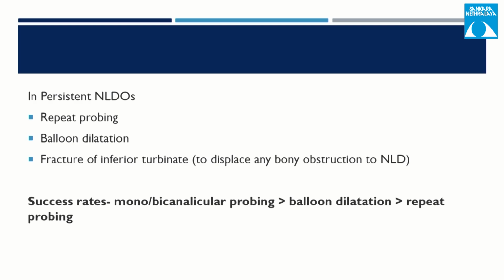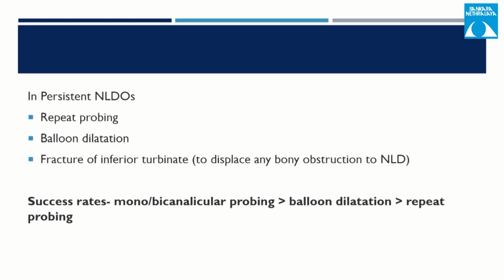In persistent NLDOs, CNLDOs, in spite of this, we do repeat probing or balloon dilatation or fracture of the inferior turbinate to displace any bony obstruction in the NLD. Success rates are higher with mono or bicanalicular probing, more than dilatation, more than repeat probing. The probing, we generally do it through the upper puncta.